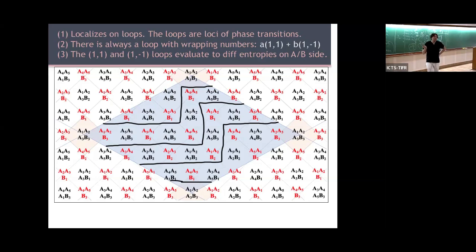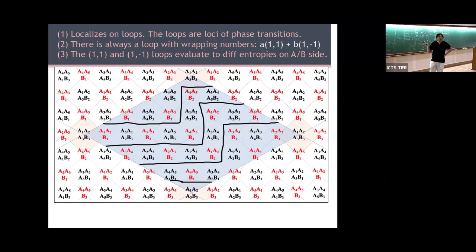Now, among those loops, some of them could be contractible, but there is always at least one loop which is non-contractible on this torus. Moreover, if you have a loop which is non-contractible, it always has to be an integer combination of loops (1,1) and (1,-1). And the (1,1) and (1,-1) loops, respectively, evaluate to the differential entropy on the A side and the differential entropy on the B side. And so this integral always gives you, if you happen to have a loop like this, A times the differential entropy on the A side plus B times the differential entropy on the B side.